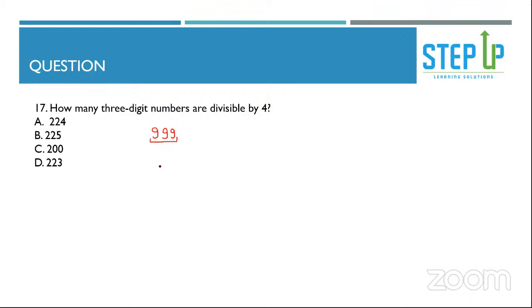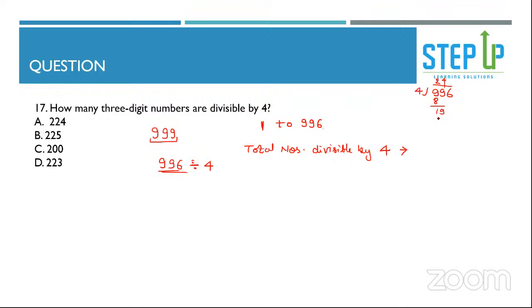And out of this, 996 will be divisible by 4. So let's do this from 1 to 996. How many numbers in total are divisible by 4? We need to divide 996 by 4. You will get 249 numbers.